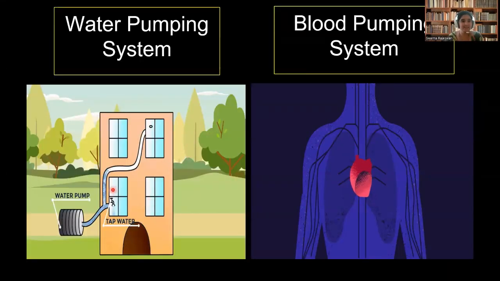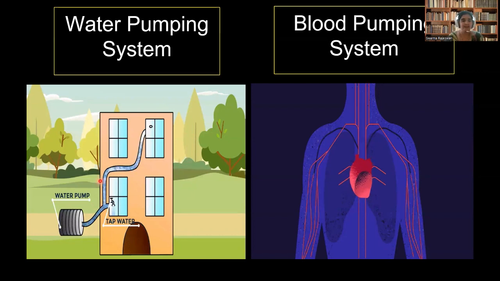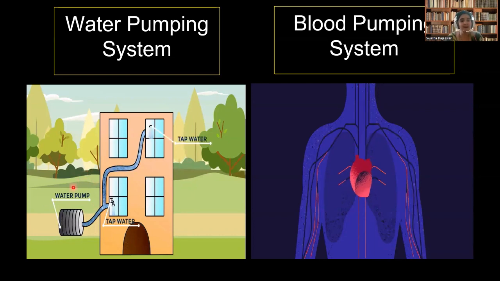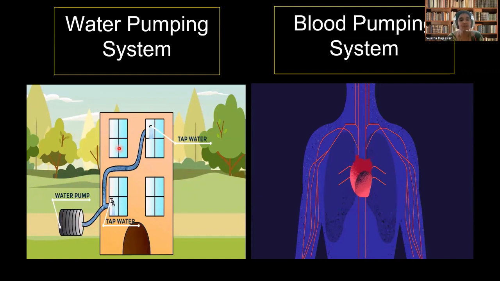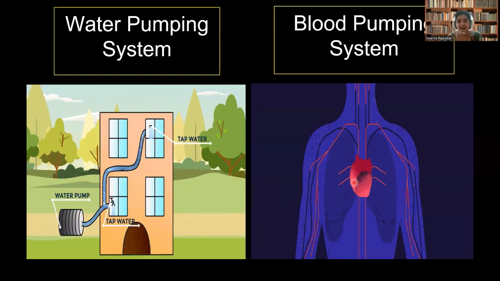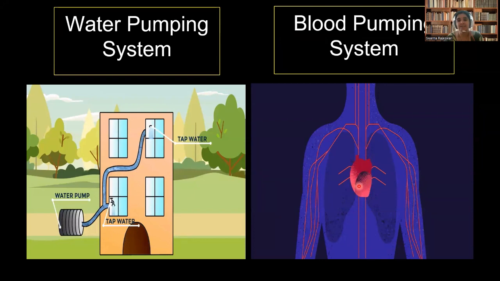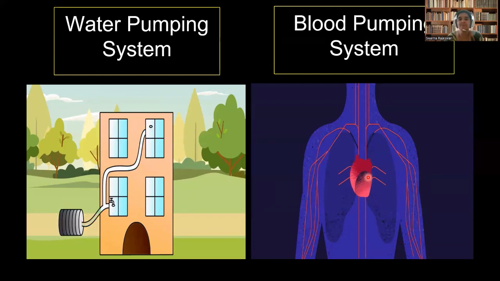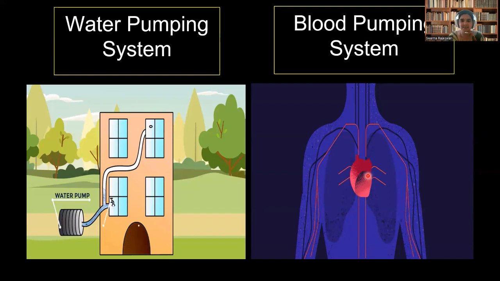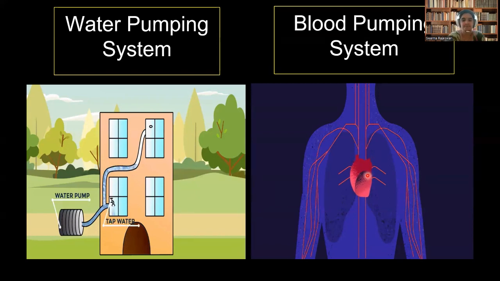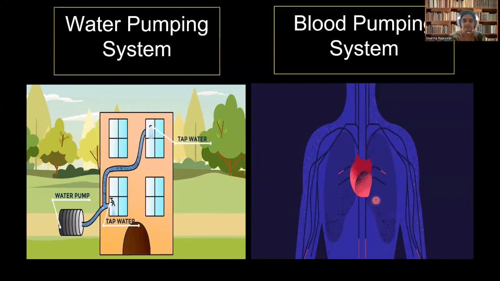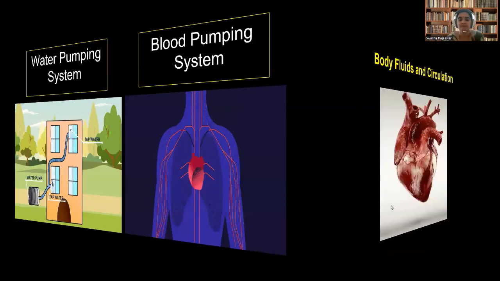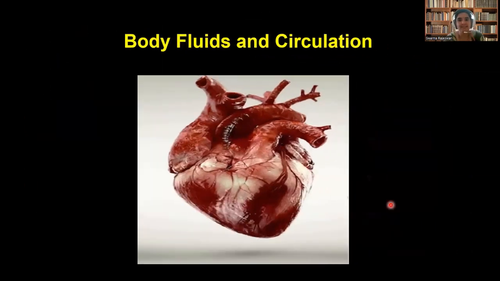So coming to body fluids and circulation, let me tell you how a water pump is essential for transport of water to the entire house. Even our heart acts as a pumping machine which pumps the blood throughout our body. So the heart is like a pumping machine which pumps or transports the blood to all the cells and tissues present in our body.